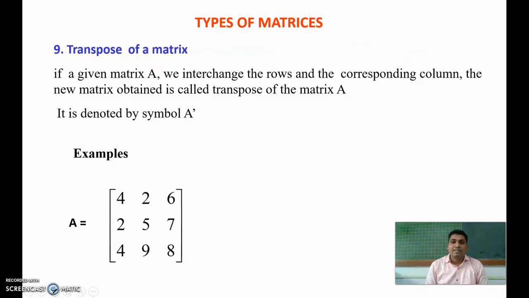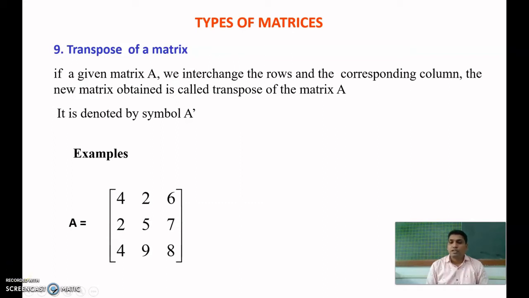Hi, in the last session, we started with types of matrices, in which we saw some types like column matrix, row matrix, zero or null matrix, square matrix, scalar matrix, diagonal matrix, triangular matrix. In this session, we are going to see more types of matrices. So we start with the transpose of a matrix. What is the transpose of a matrix?